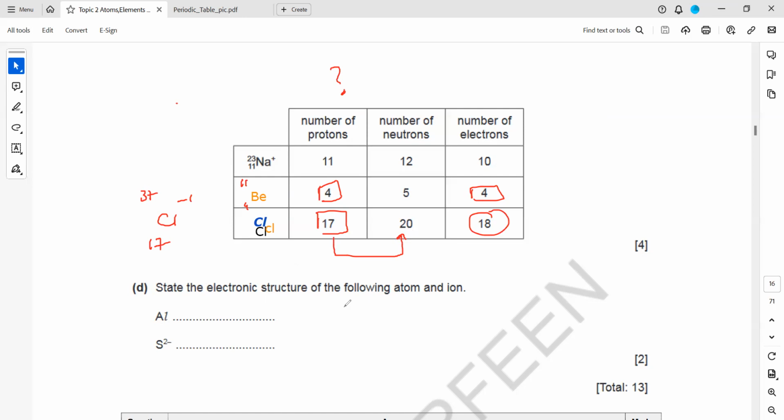State the electronic structure of the following atoms and ions. Aluminium is 13, so it will be 2, 8, and 3. But sulfur is 16 and 32. But this is a sulfide ion, meaning it has 2 extra electrons, so it has 18 electrons. So the configuration will be 2, 8, 8, as we have a total of 18 electrons.